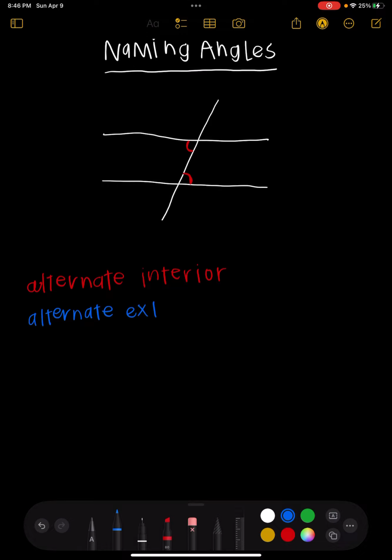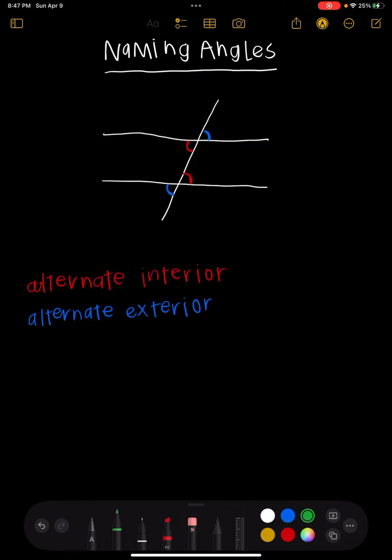Then we have something similar, but the next one is alternate exterior, which, because it says exterior, we're going to do the opposite, on the outside of the parallel lines, but on opposite sides of the transversal. So those are considered alternate exterior angles. It could be that angle and this angle. Once again, I'm going to erase that just so we don't get confused by all the blue lines, but this is just one example of alternate exterior.